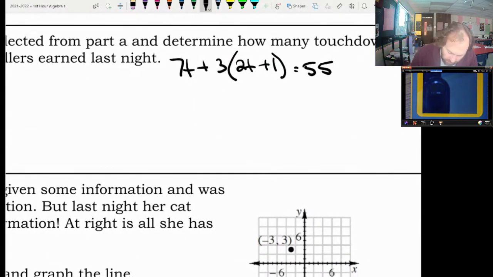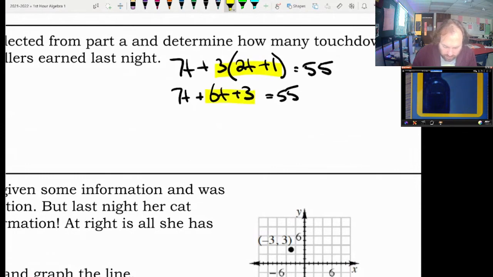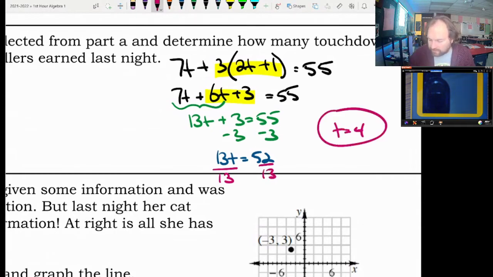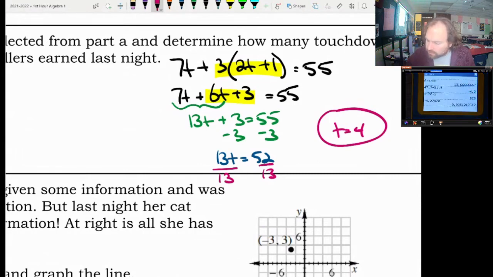This is not a difficult problem to solve, but we're going to need to work through the steps. After we do the distribution there, you get 6t plus 3 equals 55. We can combine 7t and 6t, making 13t plus 3 equals 55. We could subtract the 3 from both sides and get 13t equals 52. And I believe if we divide by 13, we get 4 touchdowns for the answer to this problem. Yes, 13 times 4 is, in fact, 52.